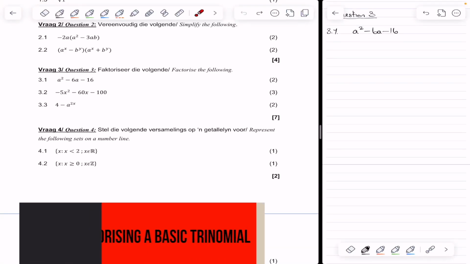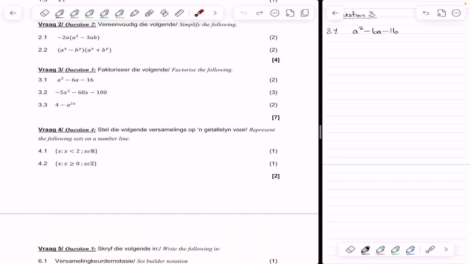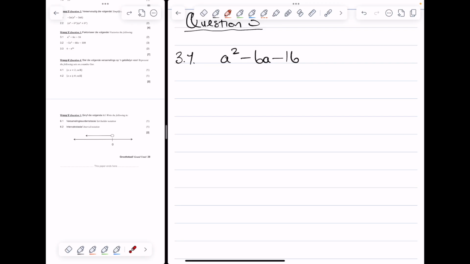Question 3. The instruction is simply to factorize the following, and we will jump straight into question 3.1, which is a squared minus 6a minus 16. So this is a basic straightforward trinomial. I've got three terms here: a squared minus 6a minus 16. So I know this is a trinomial. I can see immediately that there is not a common factor.